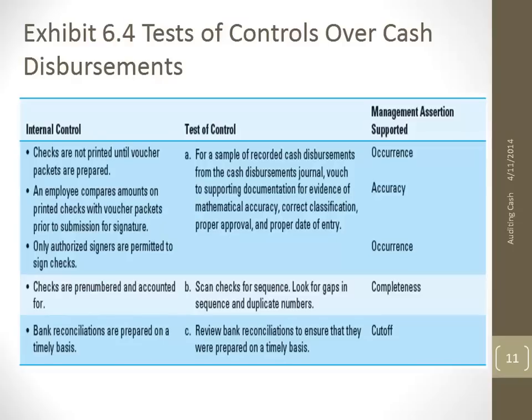Checks are pre-numbered, a keyword, pre-numbered and accounted for. You scan a sequence of checks. You'll see this when you do your ACL project. You can actually do this in ACL. And that deals with the completeness assertion, and bank reconciliations are prepared on a timely basis, right? Because here what you're concerned with is that cash transactions are recorded in the proper period, so the assertion that the auditor is testing is cutoff. Any questions so far? Okay.